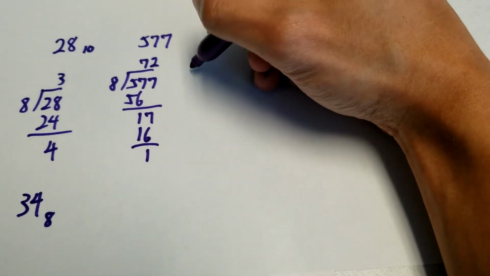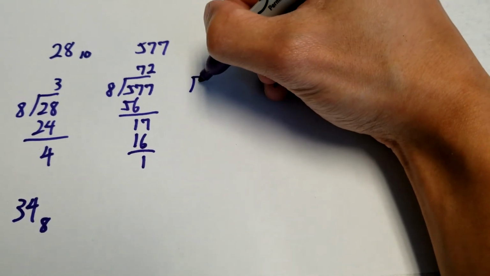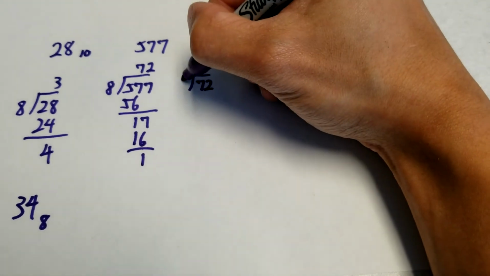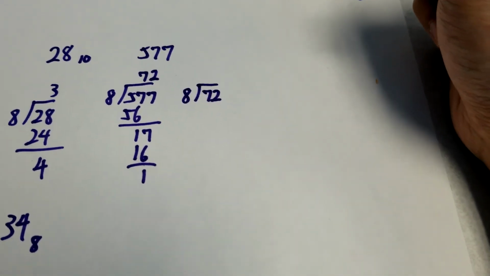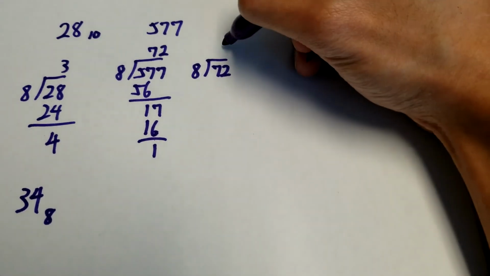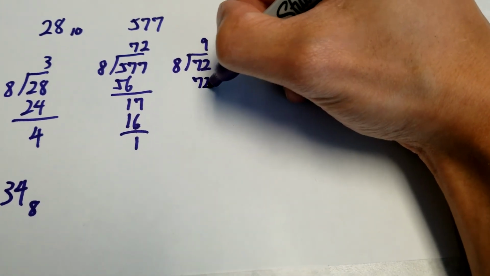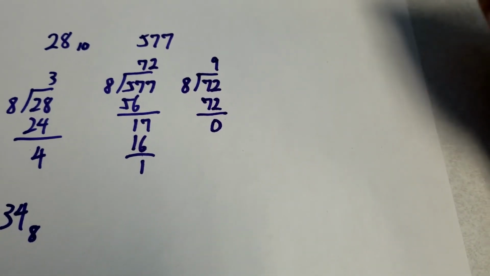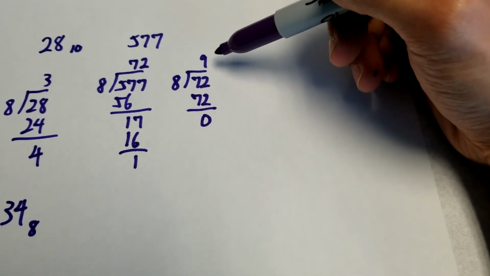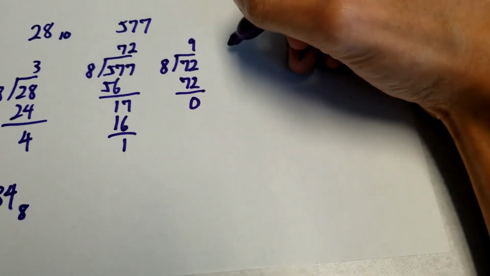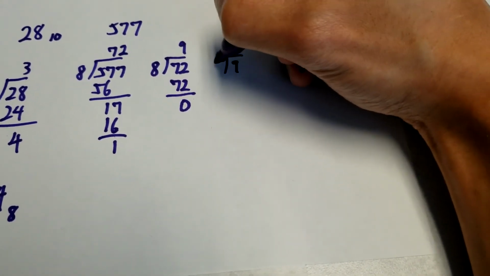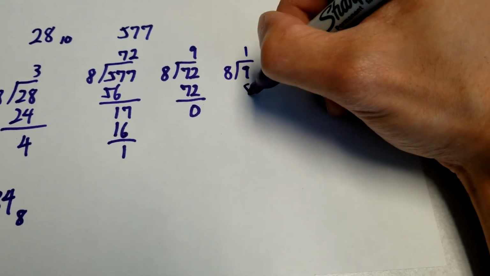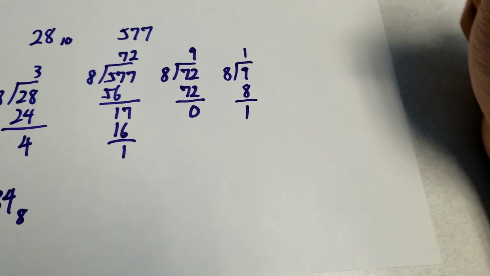So we're going to take this number, put it right here, and then put 8. So 72 divided by 8, so that means 8 times 9, and then you get 72. No remainder, so we'll put a 0 right here. The number 9 is still too big. We have to keep going. So right here, 9 divided by 8. So that means 8 times 1 is 8, and then the remainder is 1.